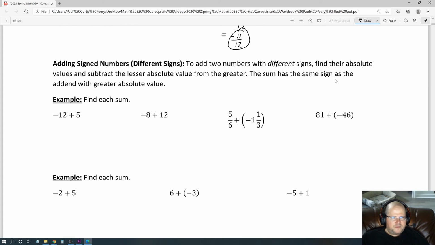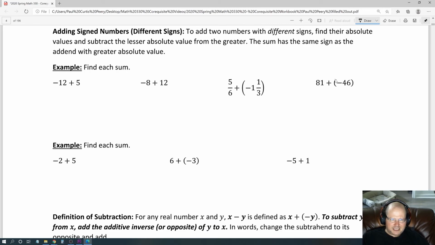Okay, now things get more complicated when you have different signs. When you have different signs and you're adding them together, your answer is going to have the sign of the stronger number, or the number with the higher absolute value.